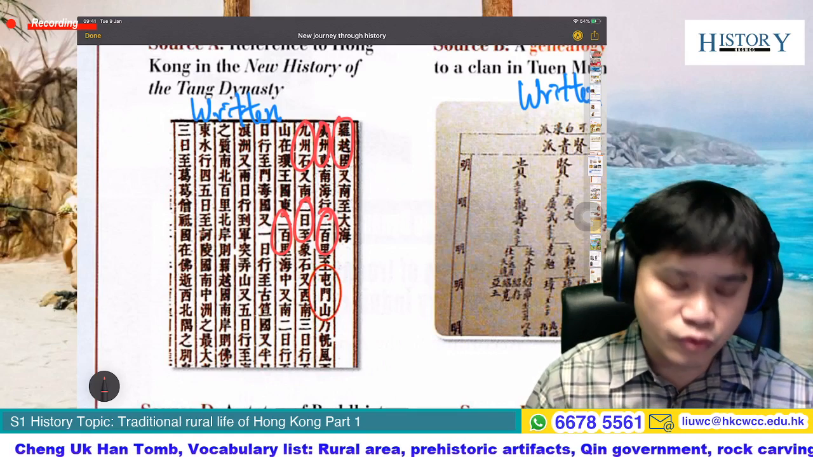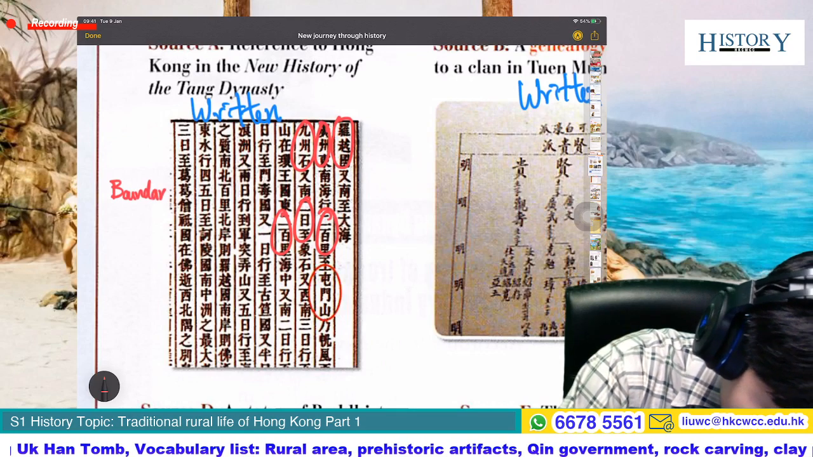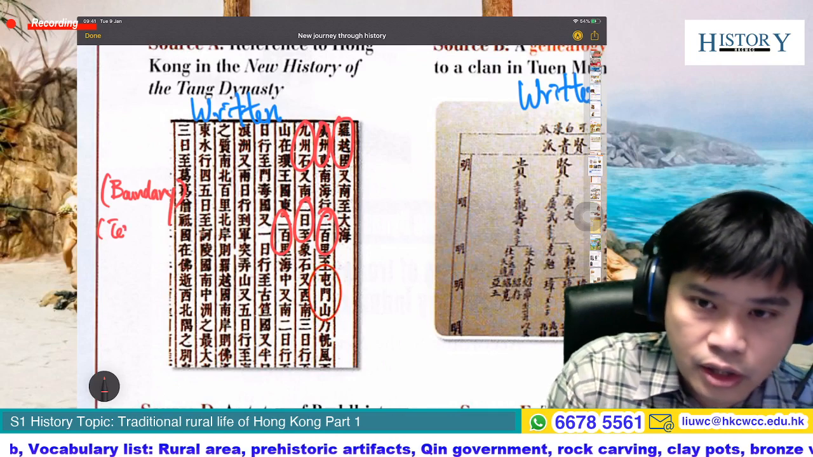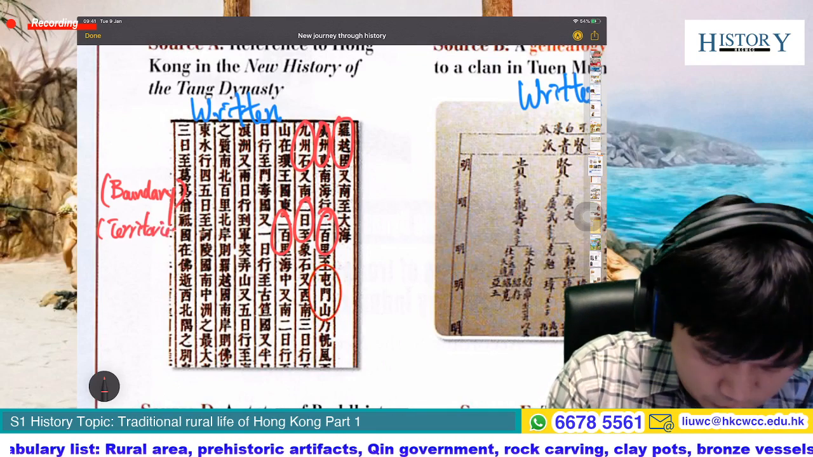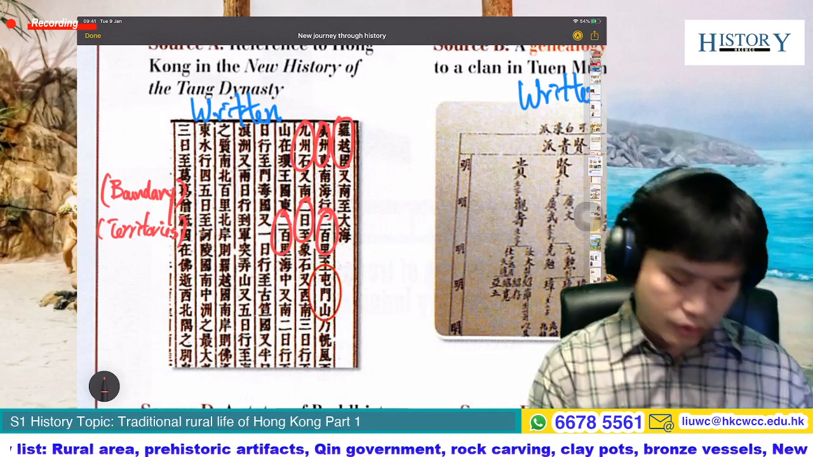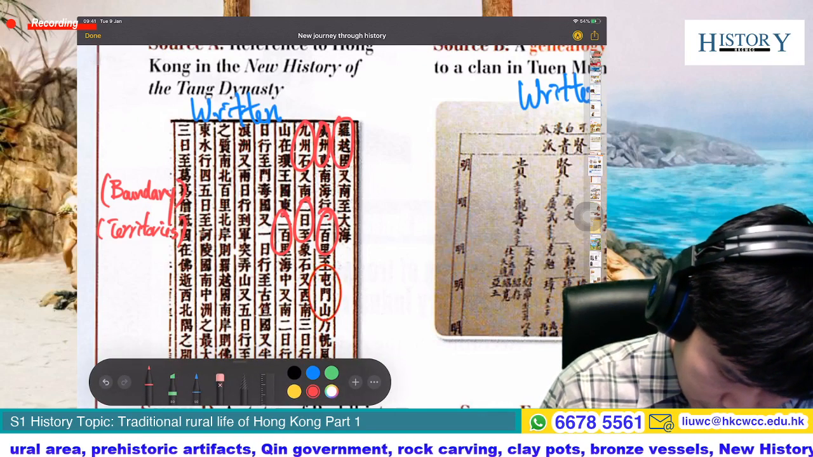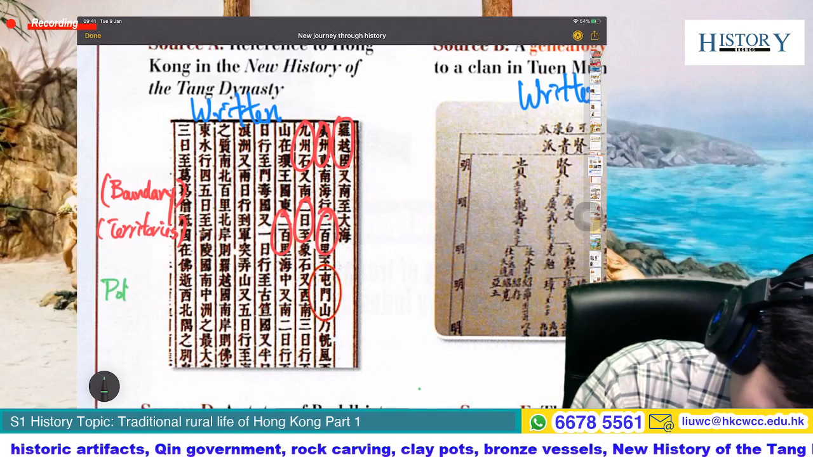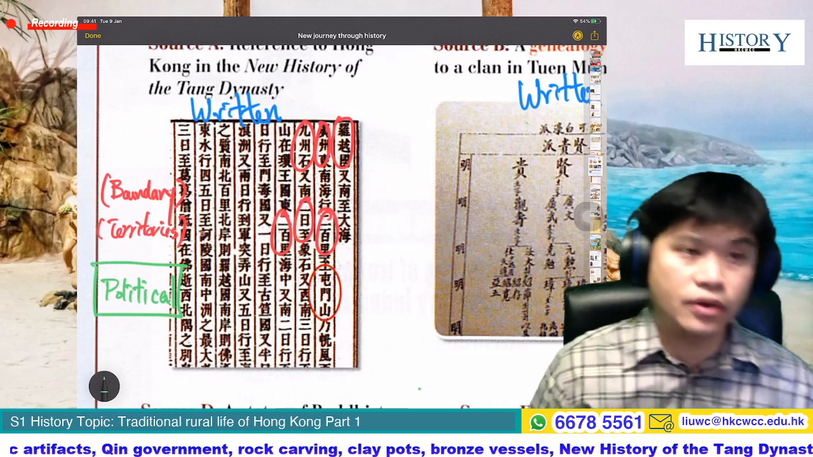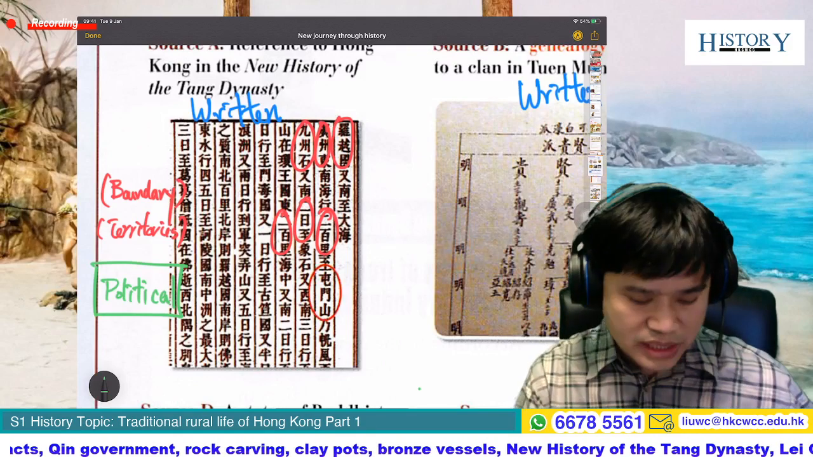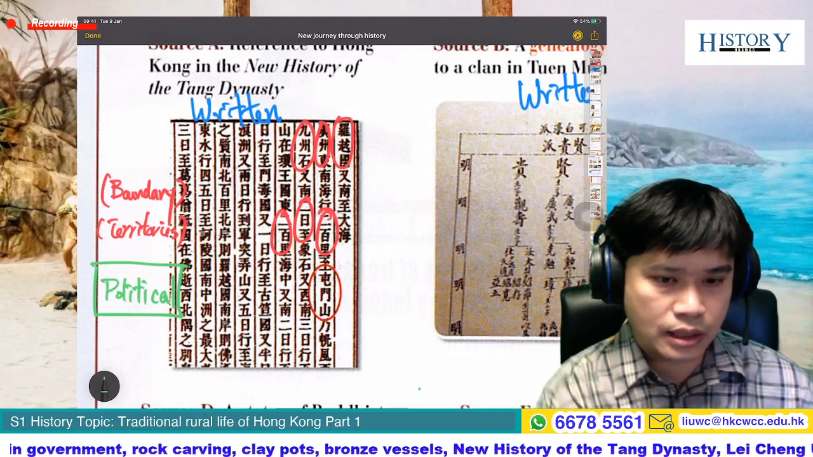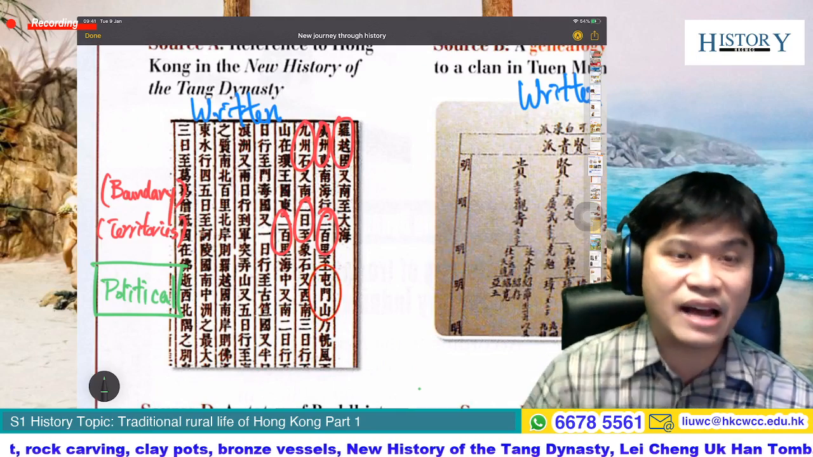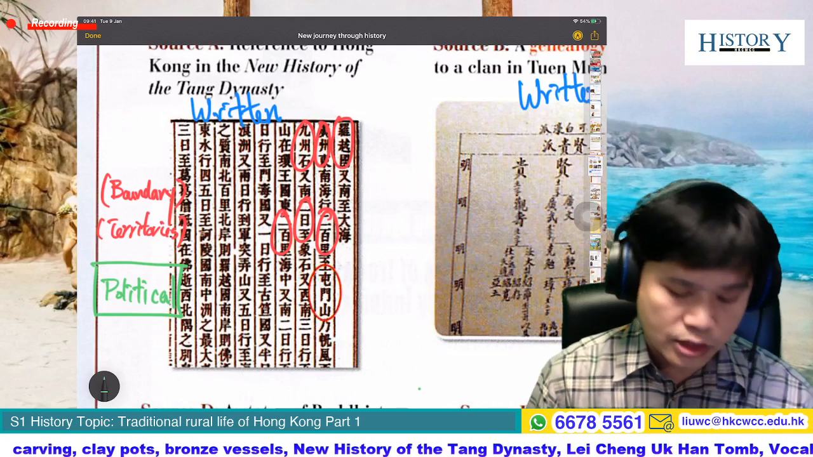係同一啲 or you may say this is related to boundary, 邊界有關嘅 boundary. This is related to the territories. So what exactly is the aspect for this source? As it is related to boundary and territories, we may say this is related to political aspects. 同政治有關嘅 political, 邊界啊, 一啲嘅地方啊, 主權啊, anything related to this is related to the government. So the aspect for source A should be political.